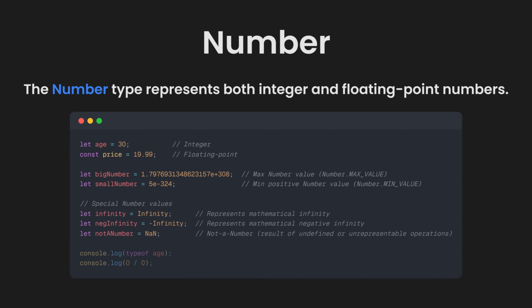Beyond standard numbers, there are also special numeric values. Infinity and negative Infinity represent mathematical infinities, often resulting from operations like division by 0. And then there's NaN, or not a number, which indicates an undefined or unrepresentable mathematical operation. Checking typeof age confirms its type as a number, and 0 divided by 0 indeed results in NaN. Remember, even though numbers can be positive, negative, integers, or floats, they are all ultimately of the number primitive type and are immutable.